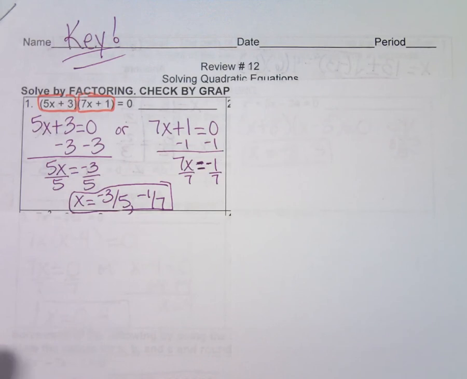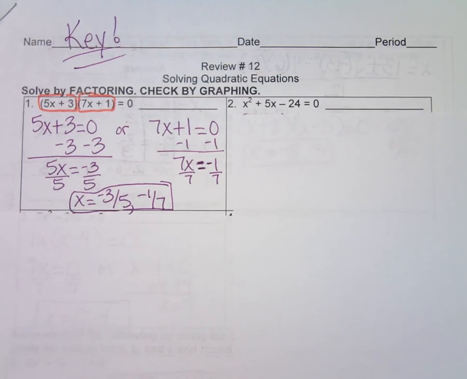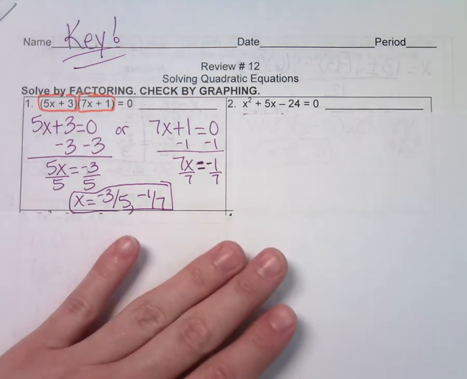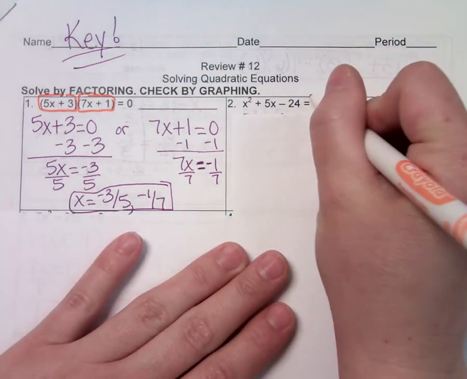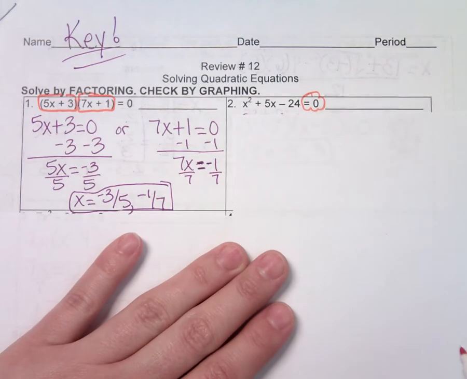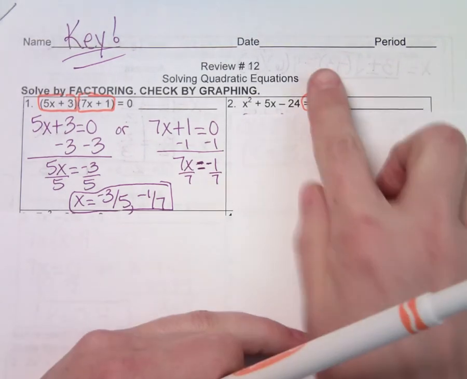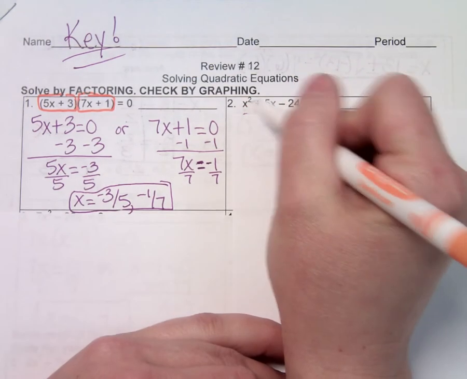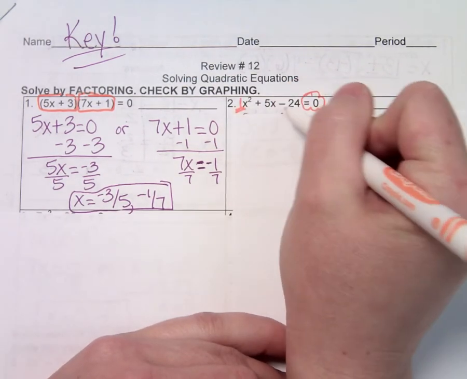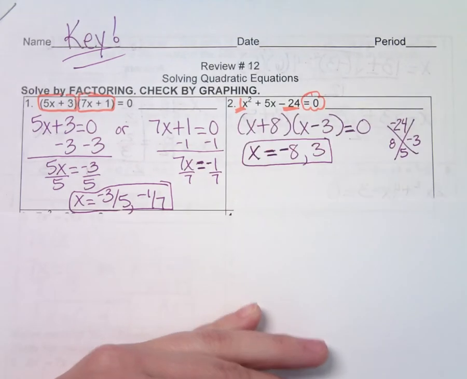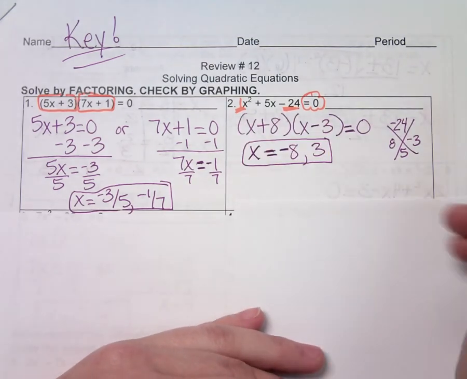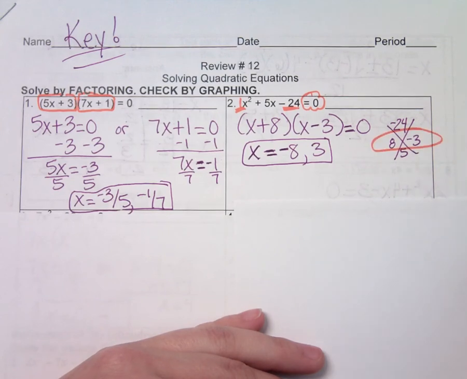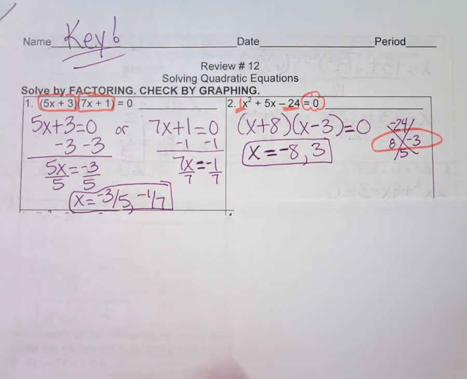Okay, number 2. This one is not factored. You can see how it looks different than number 1. So I need to try to factor it. So I have to make sure that it does say equals 0, which it does, so I'm good there. Then I look to see if it has a GCF. It doesn't. So then, because there's 3 terms, I'm going to do my A times C rooftop. And this is what I end up with. What multiplies to be negative 24 that adds to be 5? It's a positive 8 and a negative 3.